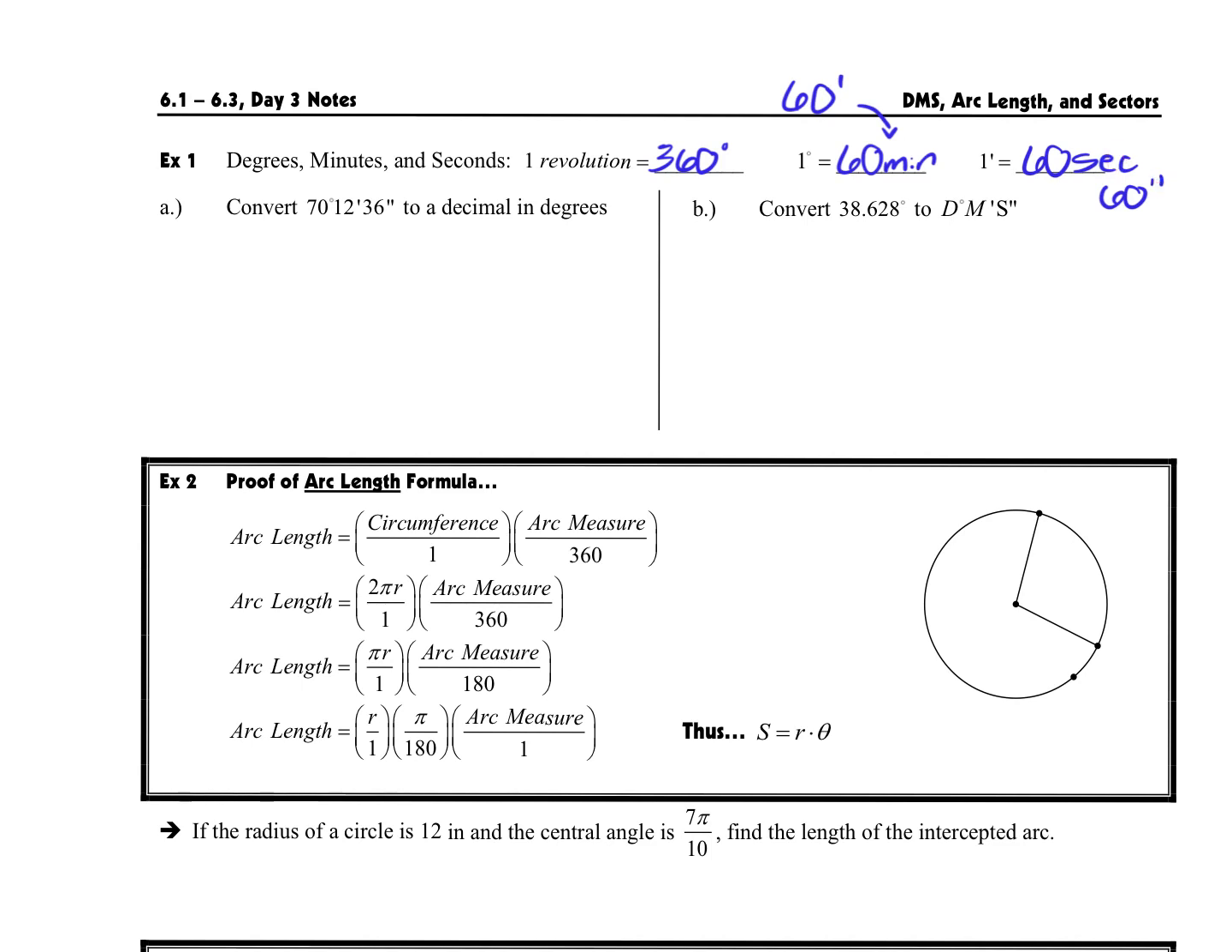So on our first example here, we want to convert 70 degrees, 12 minutes, and 36 seconds to a decimal that's in terms of degrees. Now, since we're going to degrees, we're just going to keep this 70 degrees here, just as it is. Then we're going to take our 12 minutes and convert it to degrees. And we've got a nice conversion right here for that.